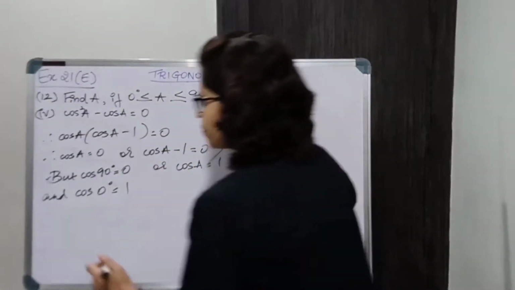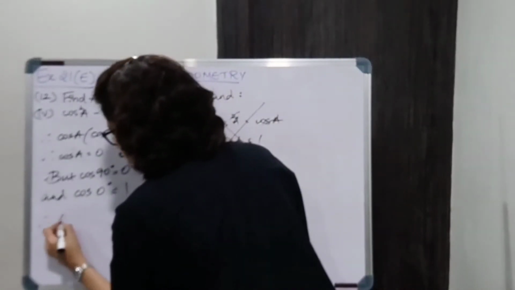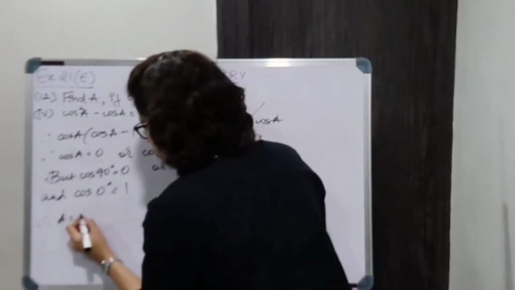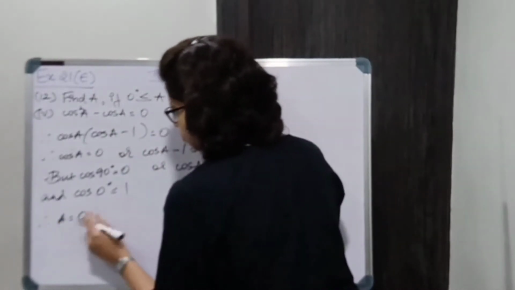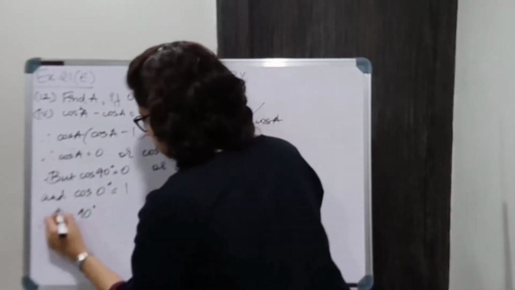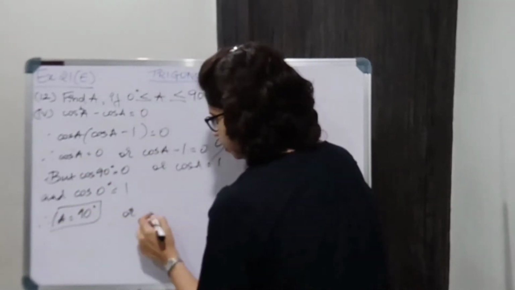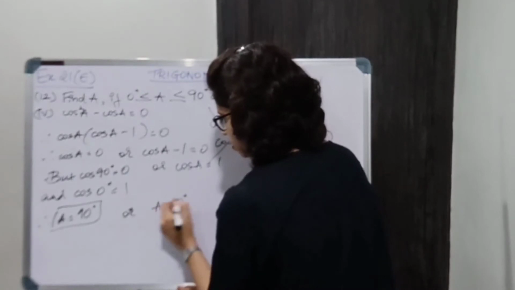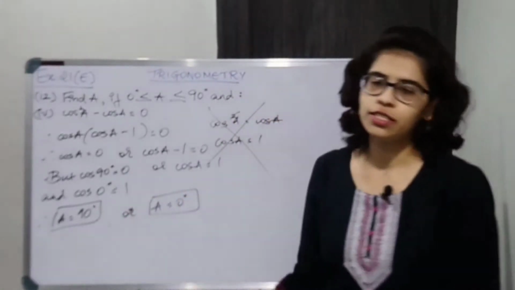Okay, so therefore a is equal to 90 in the first case, or a is equal to 0 degrees.